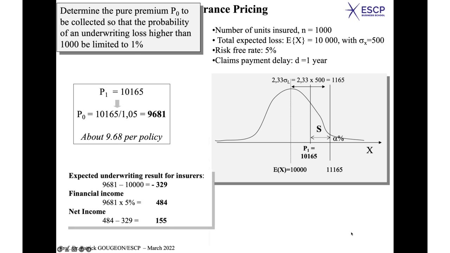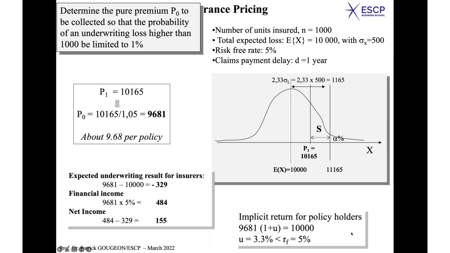So they generate a profit, a financial return of 484. So the net income in the end is 155. So this would be the pure premium pricing for the insurer in this case. Indeed, the total premium would be higher than this because you should have what is necessary to cover the operating expenses, distribution costs, and admin.